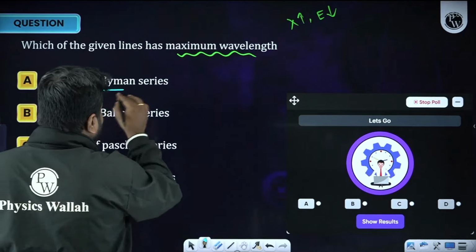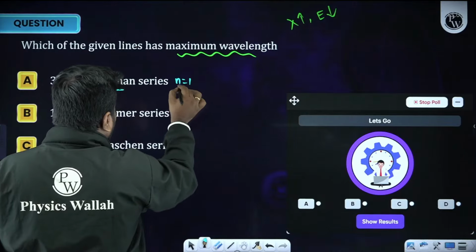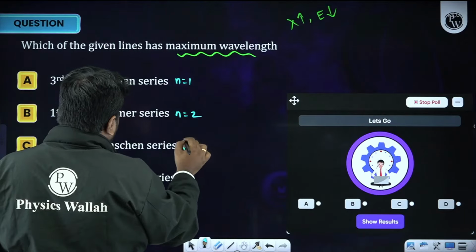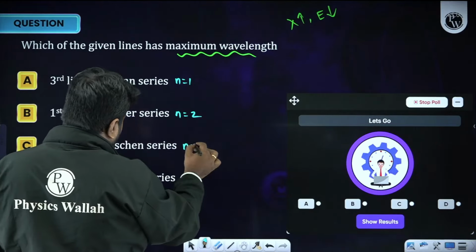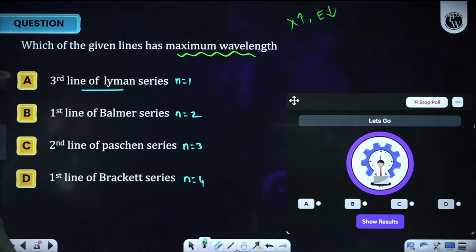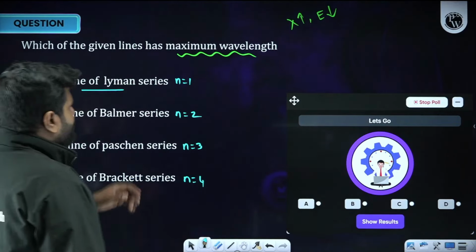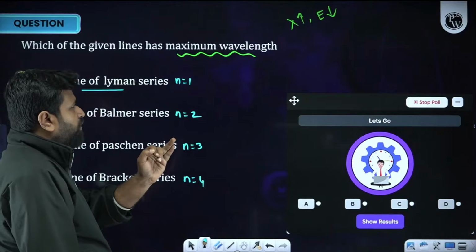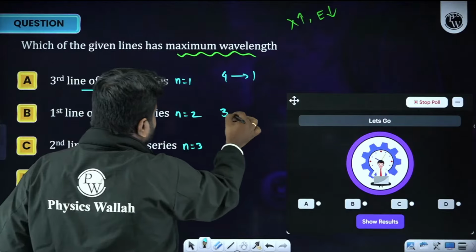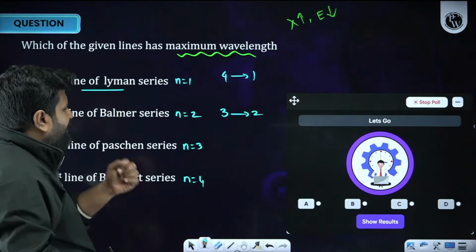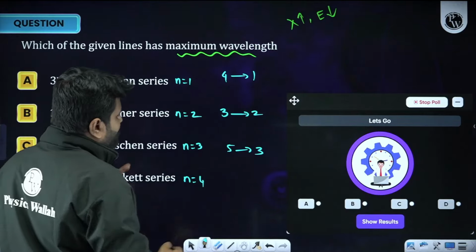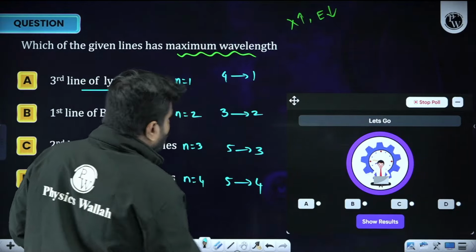Third line of Lyman series. Lyman series means n is equal to 1. In the same way, Balmer series means 2, then Paschen, Brackett, Pfund series. Now the third line of Lyman series: 2 to 1 is the first line, 3 to 1 is the second line, 4 to 1 is the third. First line of Balmer series, 3 to 2. Second line of Paschen, 5 to 3. First line of Brackett series means 5 to 4.